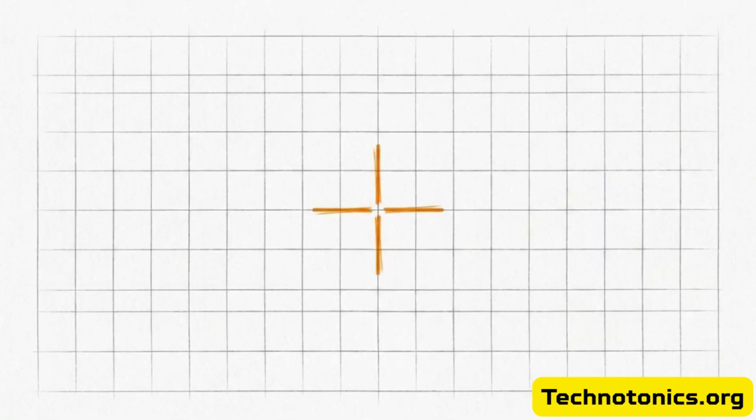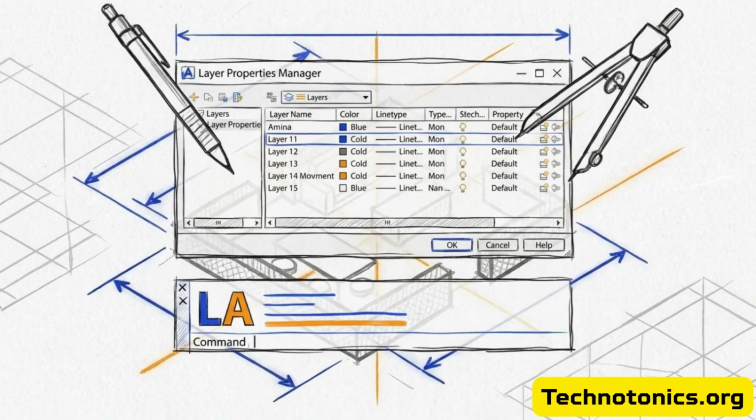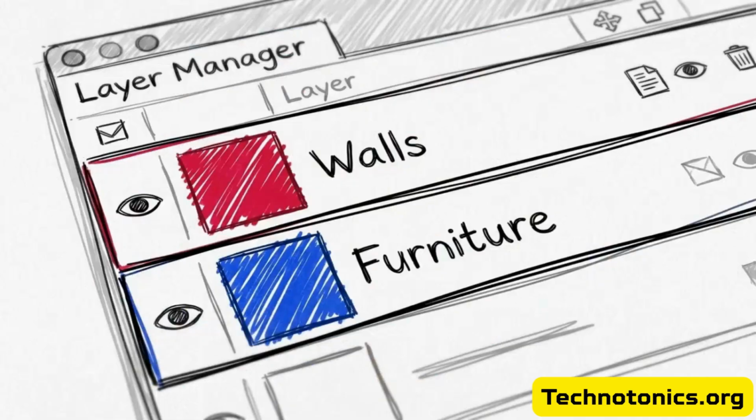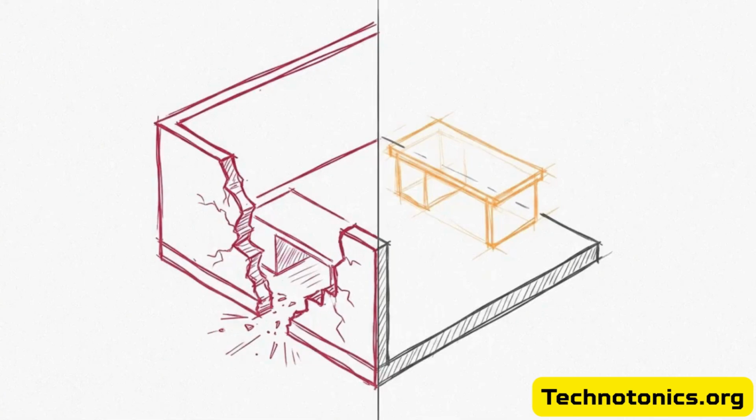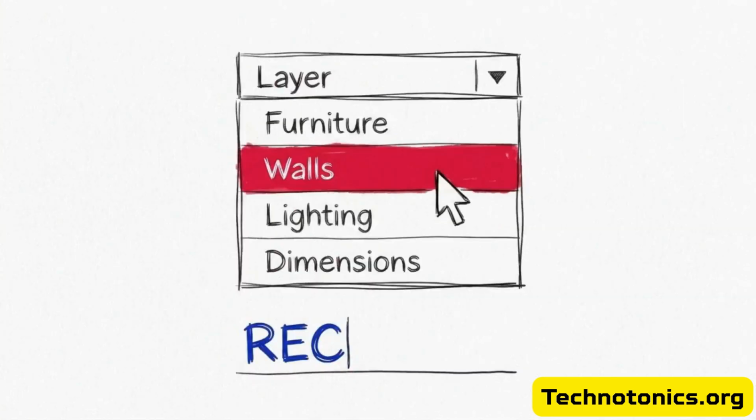Before drawing a single line, you have to establish digital order. Type LA and press Enter to open layer management. Create 2 distinct layers. Name one walls and the other furniture. Structural elements must be isolated from movable objects to let you edit rooms without deleting contents. Make walls your active layer.